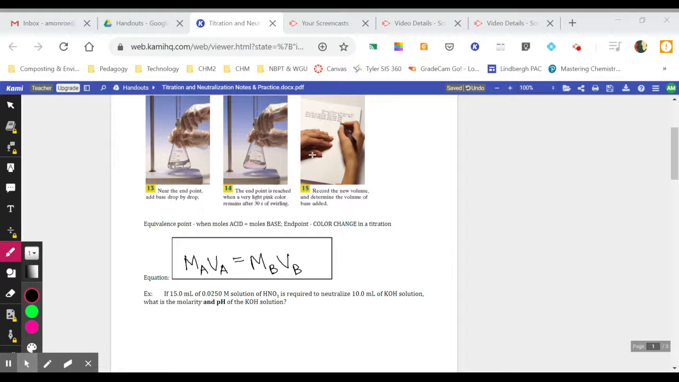So again, make sure you watch these videos of the titration that I've put into Edpuzzle because it's a very important method that we use as chemists.